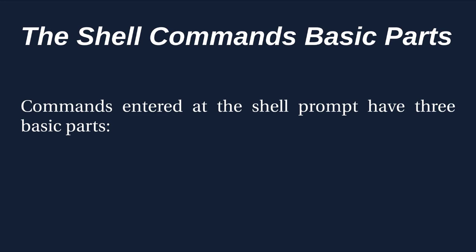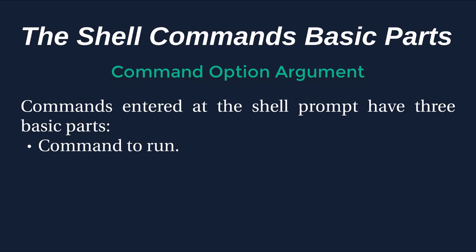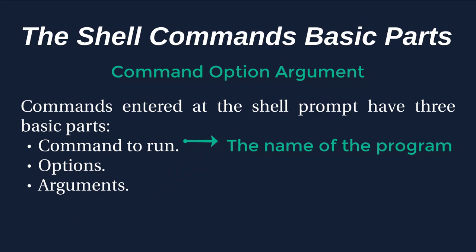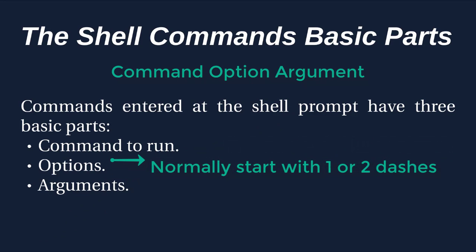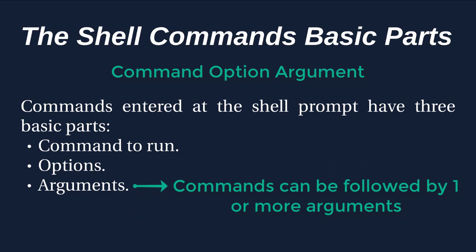Commands entered at the shell prompt have three basic parts: command to run, options to adjust the behavior of the command, arguments which are typically targets of the command. The command is the name of the program to run. It may be followed by one or more options which adjust the behavior of the command or what it will do. Options normally start with one or two dashes to distinguish them from arguments. Commands may also be followed by one or more arguments, which often indicate a target that the command should operate on.